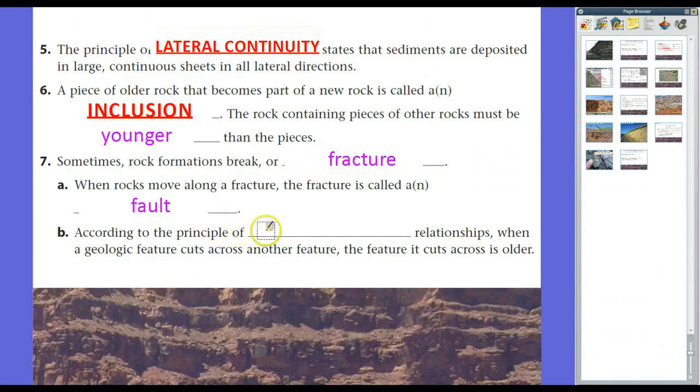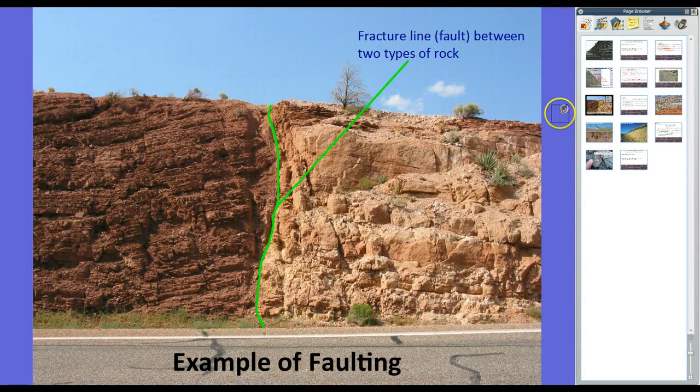Now, according to the principle of cross-cutting relationships, which is the last one of these relationships that we talk about, along with superposition, if a geologic feature cuts across another feature, the feature it cuts across is older. The feature it's cutting across, that movement point, is a fault line. So let's go ahead and look at that. Okay, so here's an example.